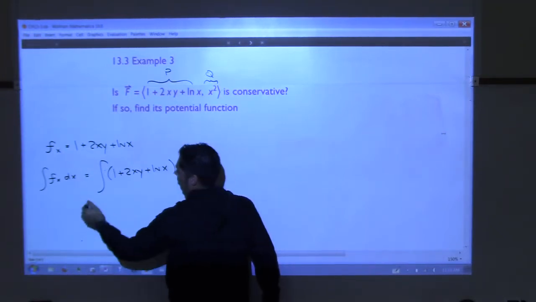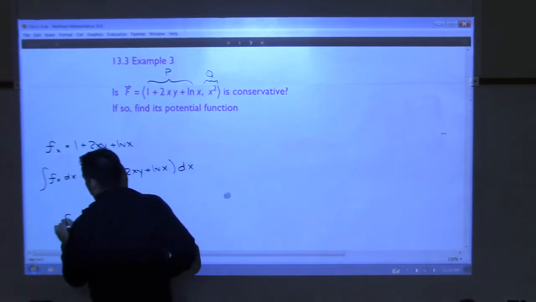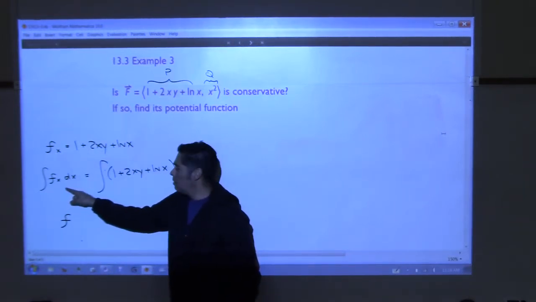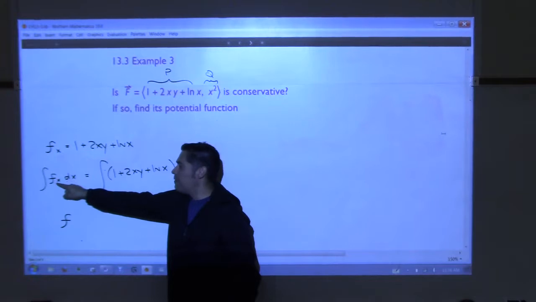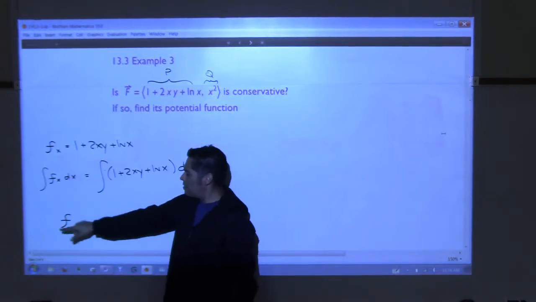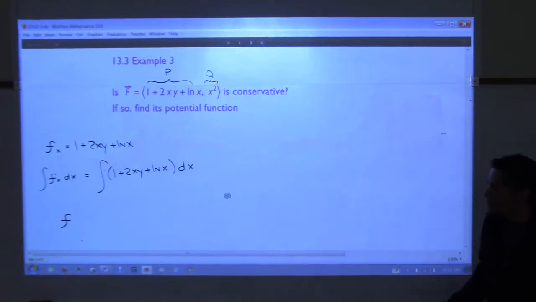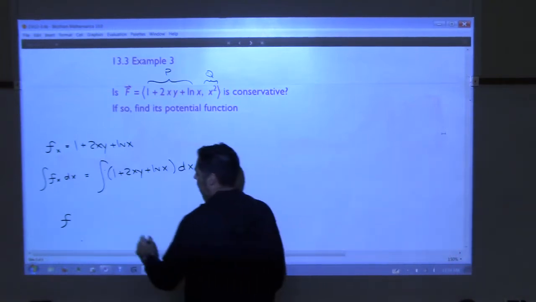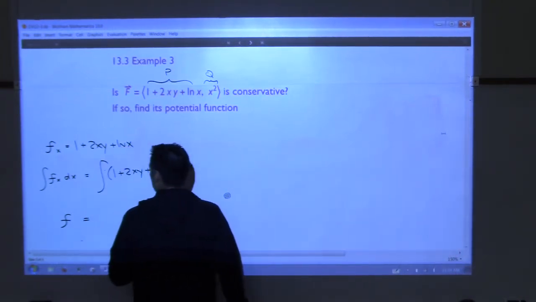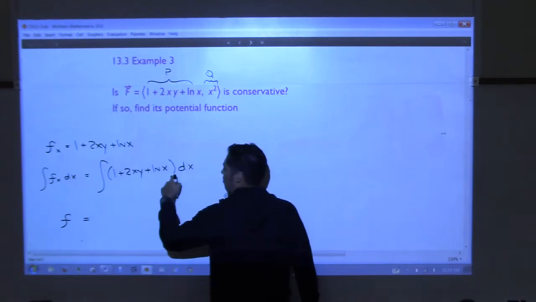Little f, just little f. This should be my scalar function, right? Because this means the derivative of little f with respect to x. So the antiderivative of that would be just little f. Now the right side is the antiderivative of this with respect to x.